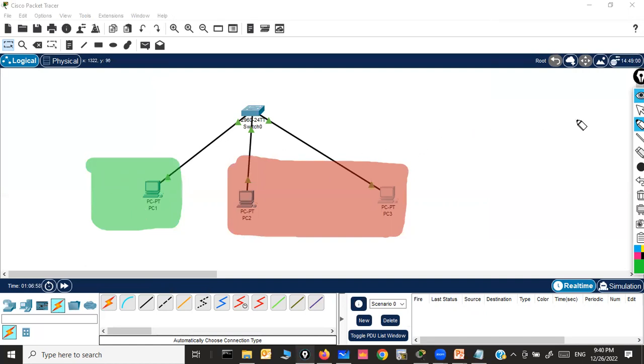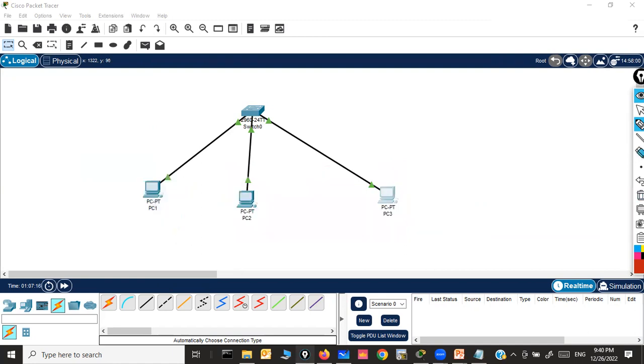Of course not, with just three computers there is no reason to create different networks. Of course, right? Because two computers are completely in one network. This one is another network. They will communicate with each other. This computer will not communicate with them, and you can see this practically as well.